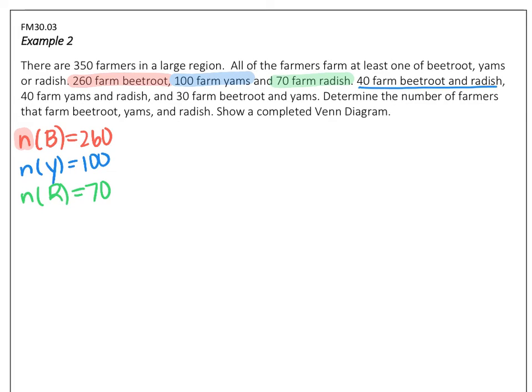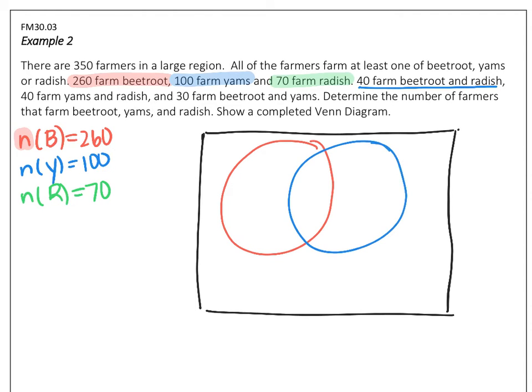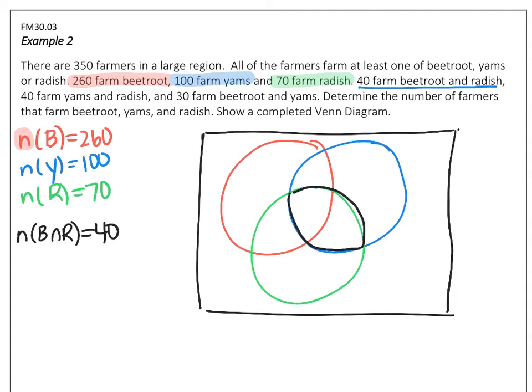Then it says that 40 farm beetroot and radish. So this is the totals. If I start drawing a Venn diagram over here, here's all my farmers. I'm going to color code it this time. So I'm going to make my beetroot circle red, my yam circle blue, my radish circle green. Okay, and it says that 40 farm beetroot and radish. So that is the whole amount right here. Like this is beetroot and radish right here. That's the whole amount. So the number who farm beetroot and radish is 40.